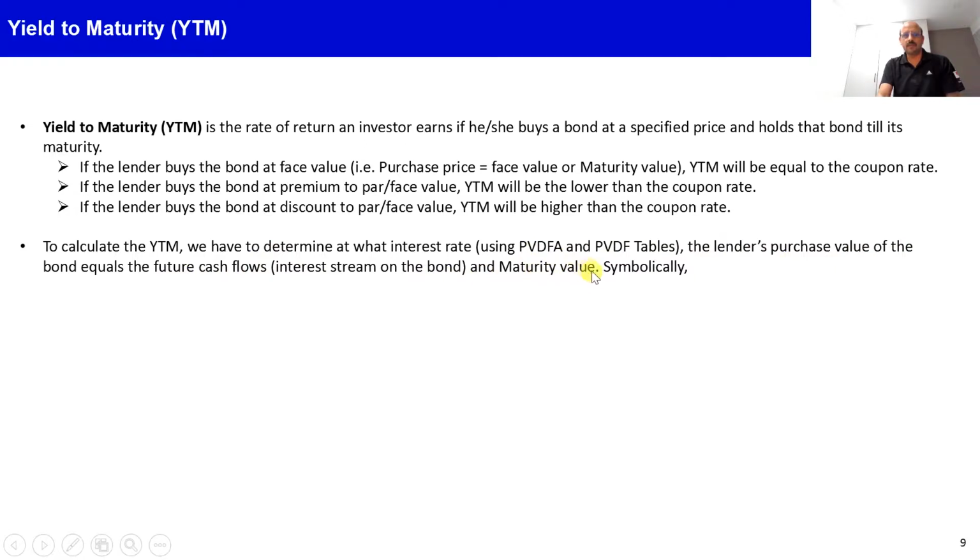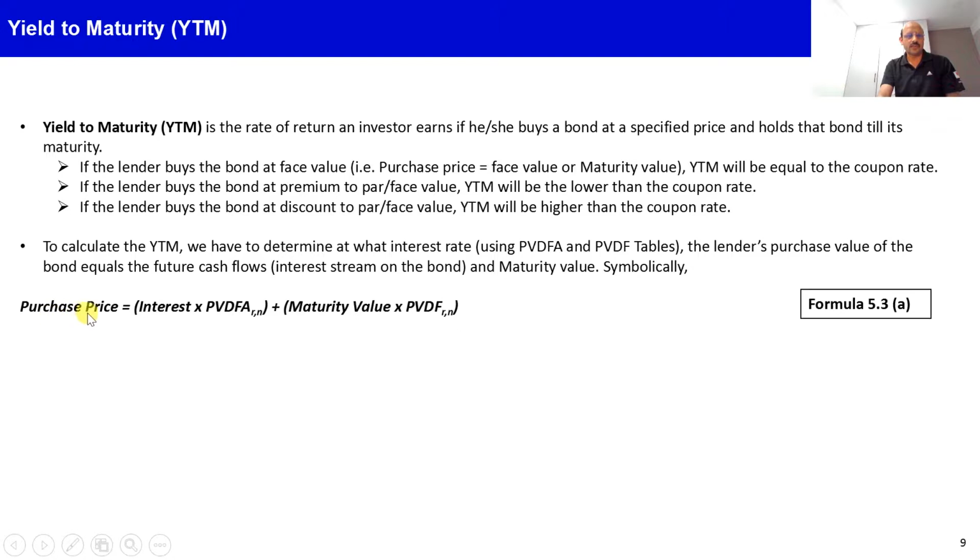So when the present value of these two is equal to the purchase value of the bond, at what interest rate it becomes equal, that rate we have to find, and that rate is called the YTM. So we can put it in a formula like this: purchase price equals interest times PVAF at R, n. So this R value we have to calculate. R is the value of YTM, plus maturity price times PVF for R and N.